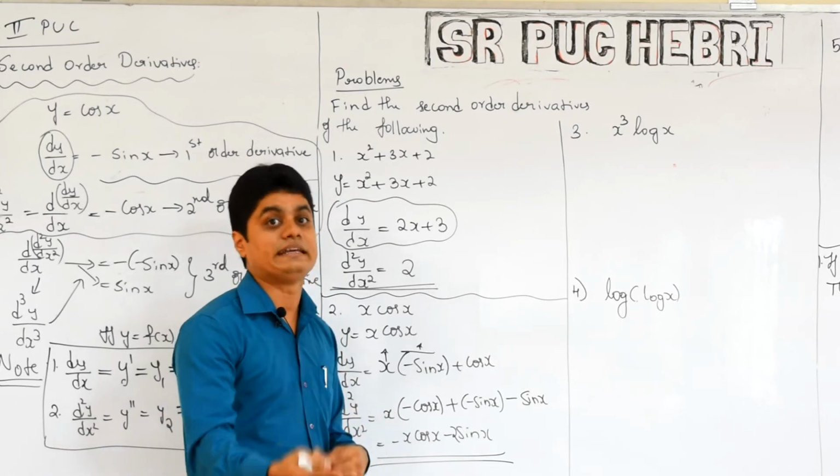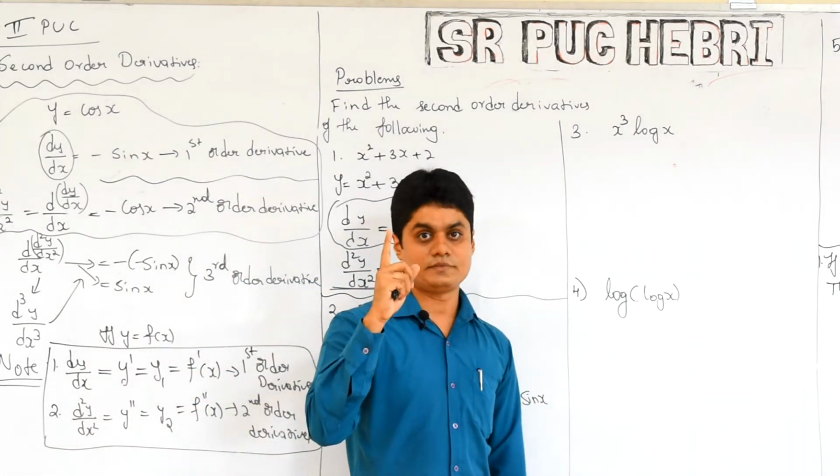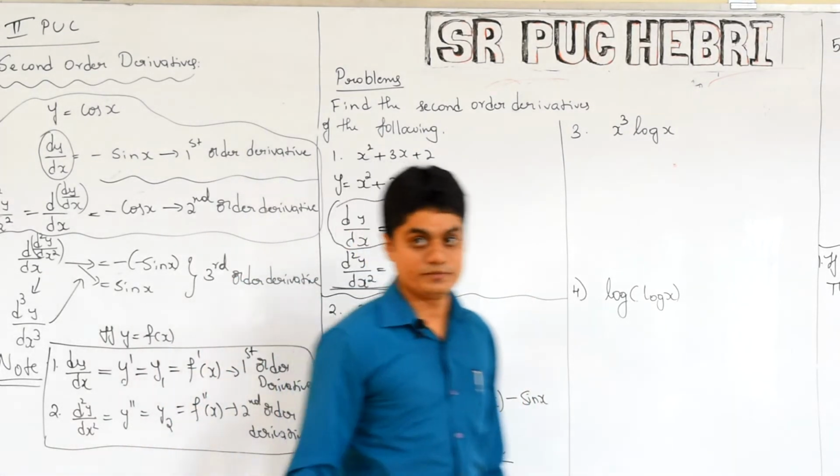Please remember that, don't write dy by dx 2 times for the second order derivative. Differentiating dy by dx again. ಅರ್ಥ ಆಯ್ತಾ? Very good. Next question.